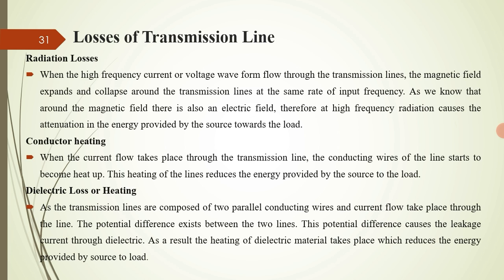As the transmission lines are composed of two parallel conducting wires and current flows through the line, a potential difference exists between those two lines. This potential difference causes the leakage of current through the dielectric. As a result, heating of the dielectric material takes place, which reduces the energy delivered from the source to the load. So that's all about the types and the losses that occur in transmission lines.